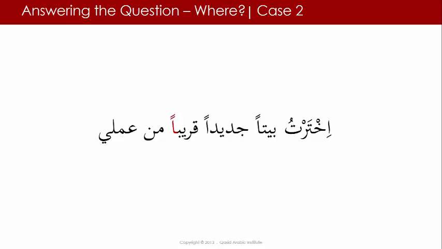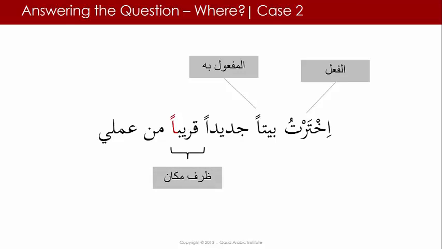The mansub case also answers the question where. اخترت بيتا جديدا قريبا من عملي. We have our verb اخترت, which means I chose. Our object of the verb المفعول به بيتا, and then we have here a ظرف مكان, or an adverbial of place. قريبا means near. قريبا is not an adjective following بيتا, like جديدا is. Rather, قريبا is an adverbial that connects to the verb. I chose a house near to my work.